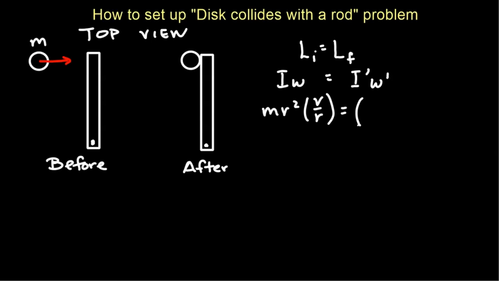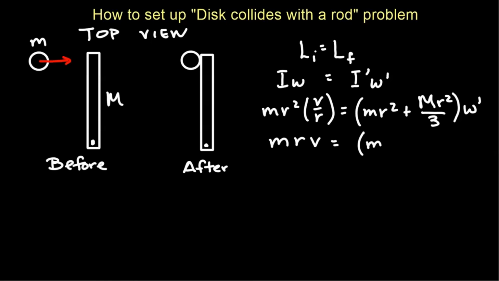On the right hand side, because they stick together, the rotational inertia is going to be the combination of the ball and the rod, which is going to be m r squared plus, for the rod, we're going to use our chart, which I showed you earlier. Let's say the rod has a mass of big M, so it's big M r squared divided by 3, times omega prime. You'll notice that one of the r's cancels out on the left hand side, so we have m r v equal to, on the right hand side, m r squared plus big M r squared, where big M is the rod's mass, divided by 3, times omega prime. So that's how you would set it up, and you would look for the unknown.